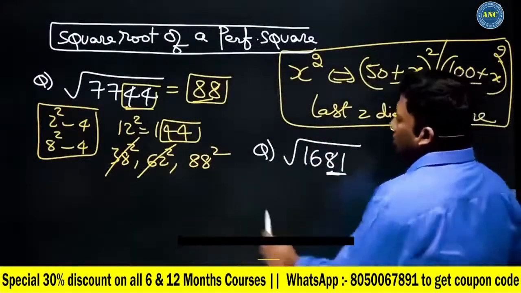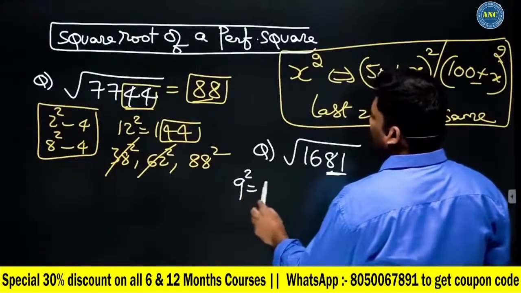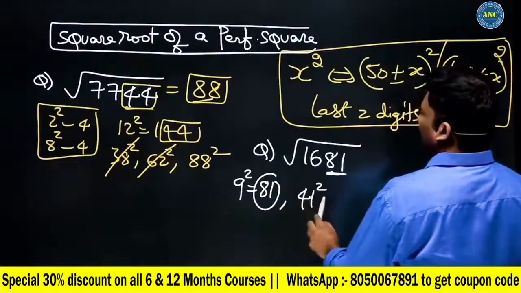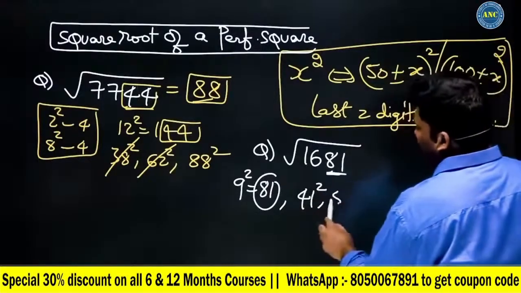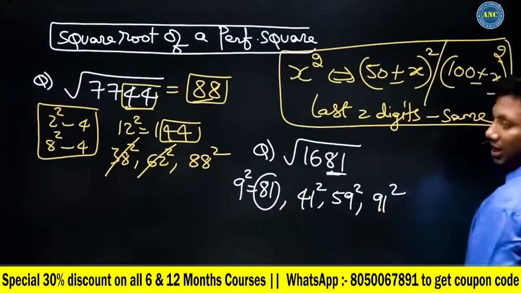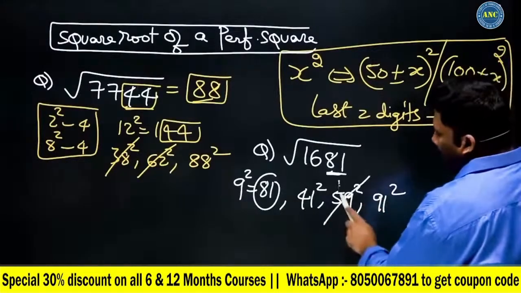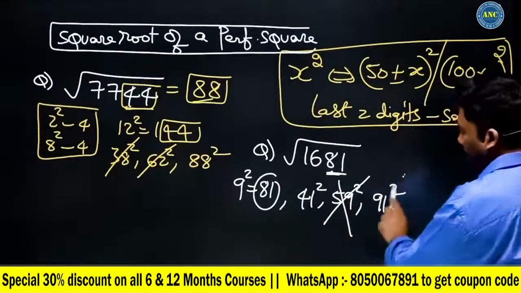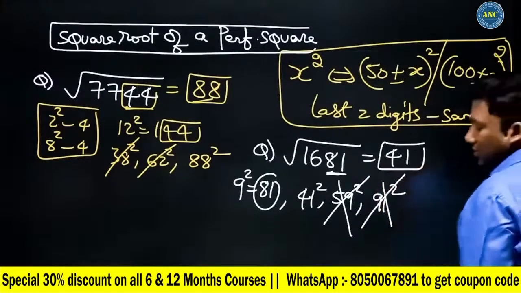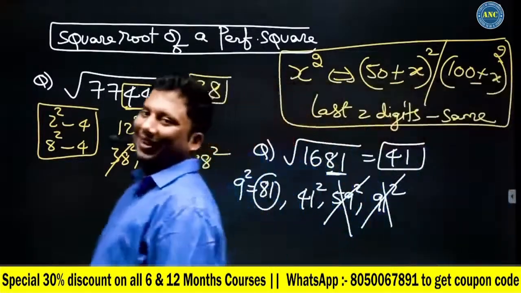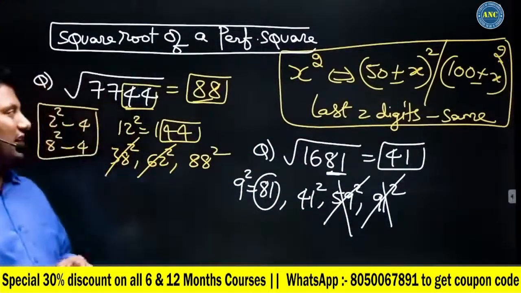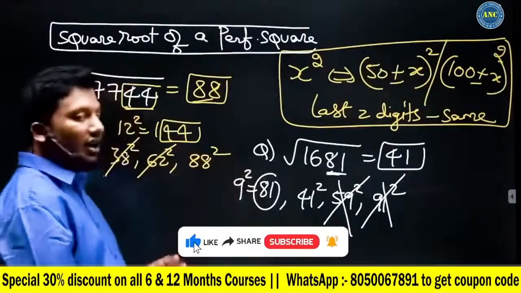Again, last two digits, 81. What is the smallest number on square of which I'll get 81? 9 square is 81. 50 minus 9, 41 square. 50 plus 9, 59 square. 100 minus 9, 91 square. It is greater than 50 square, 2500. So only option is 41. Are you all with me? I hope the idea is clear. This is exactly why I said you should not miss any of the classes.